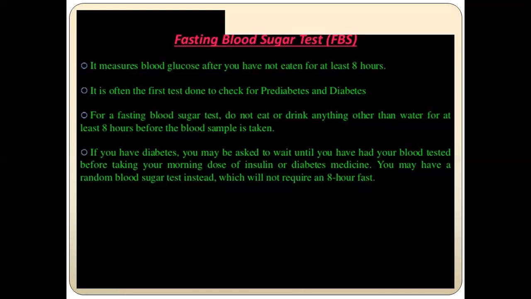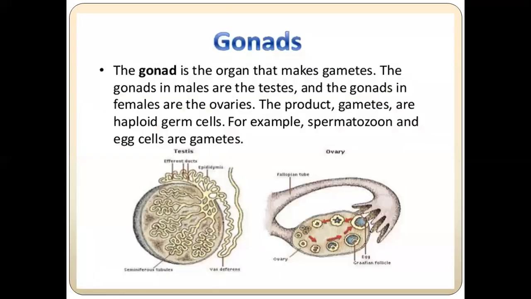Okay, now this is the last gland of our endocrine system that is called gonads. Now, what are the gonads? Gonads are the organs of male and female reproductive. These are the male and female reproductive organs. The male reproductive organs are called testes and the female reproductive organs are called ovaries, and these are called gonads.